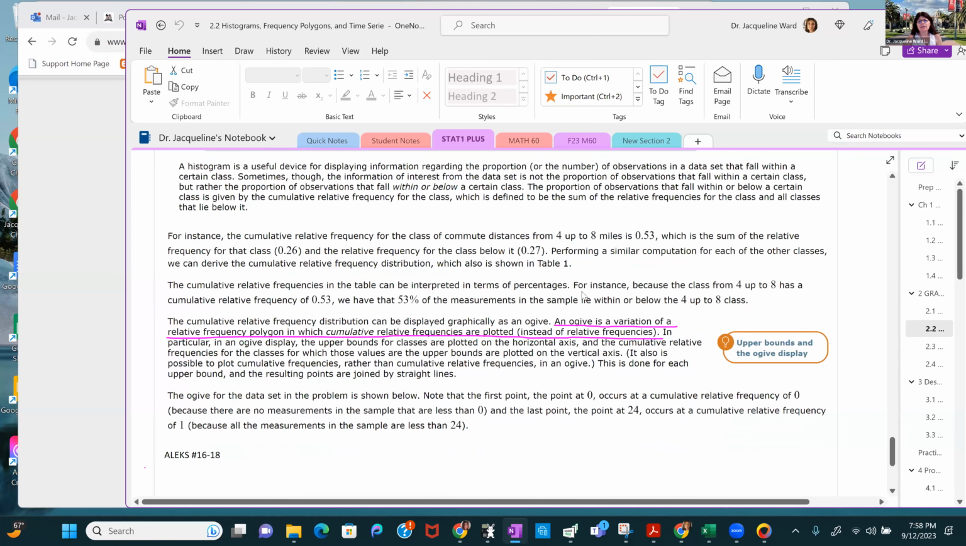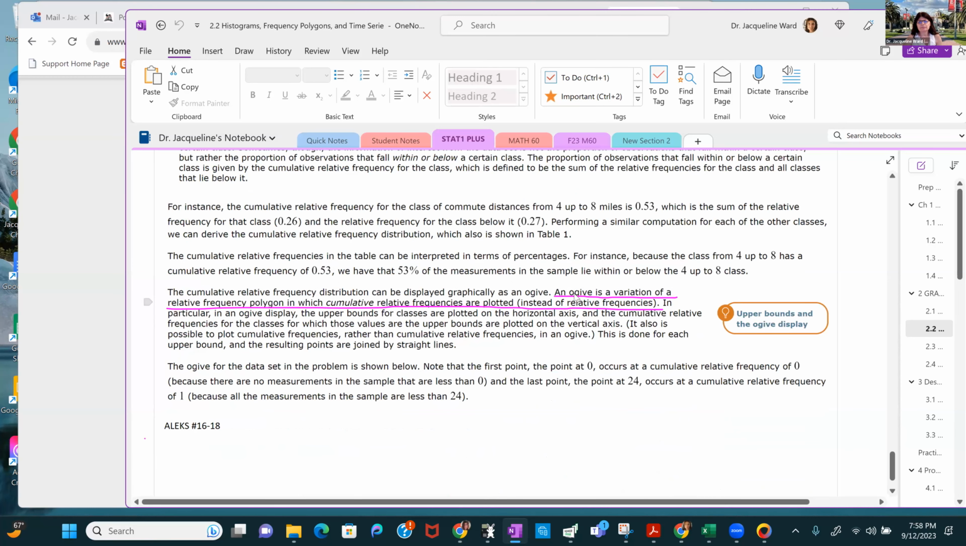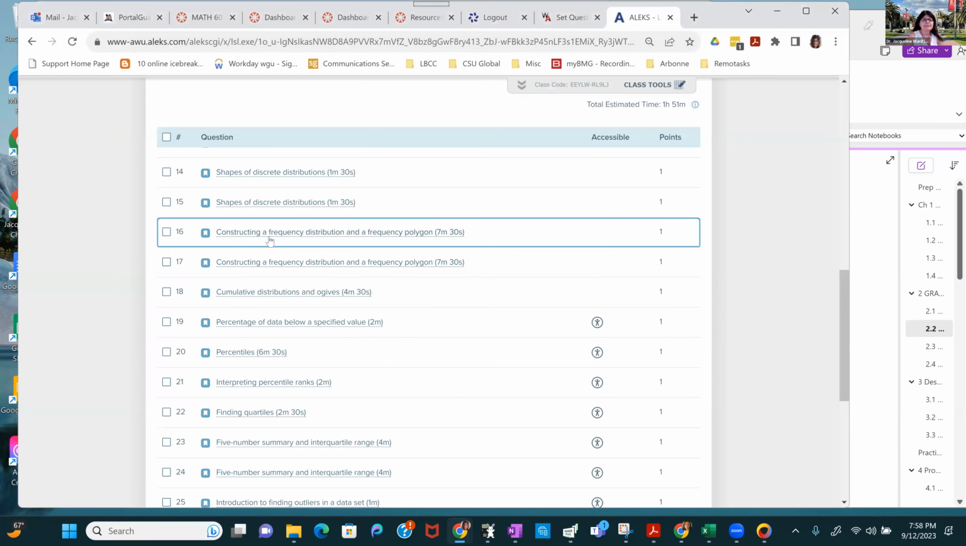And then also we're going to look at ogives. An ogive is a variation of a relative frequency polygon, where we use cumulative relative frequencies instead of just relative frequencies. Okay, so let's just see.